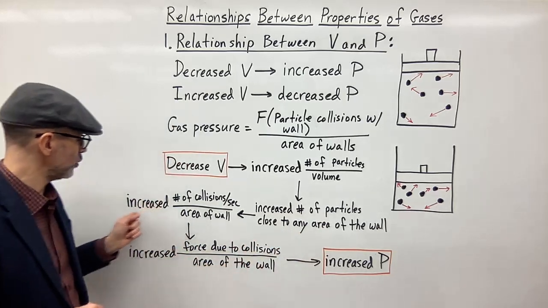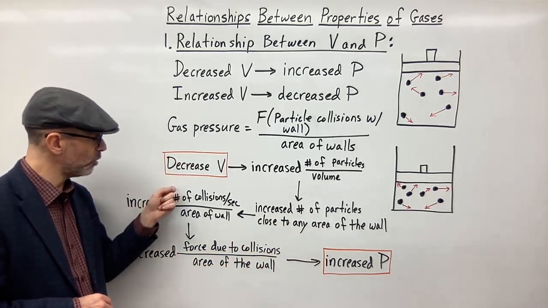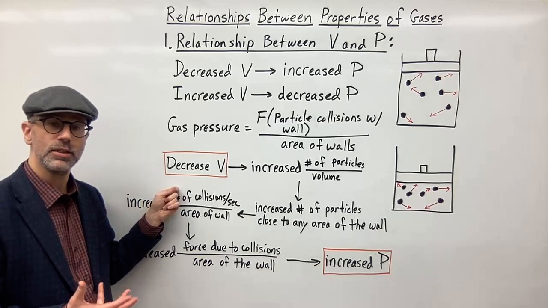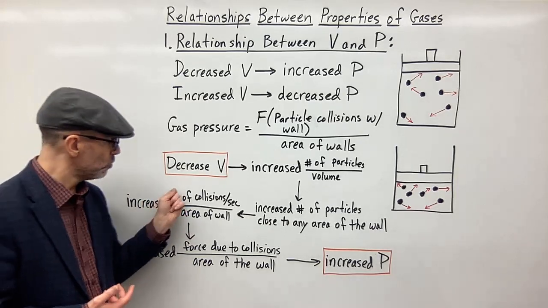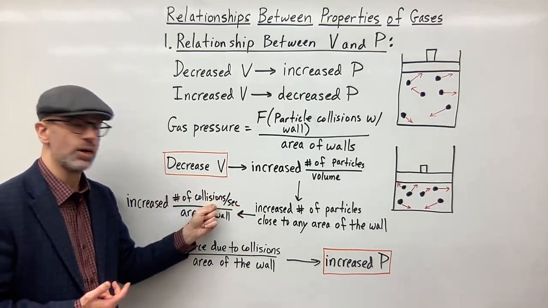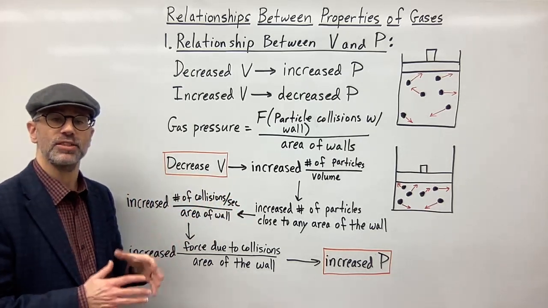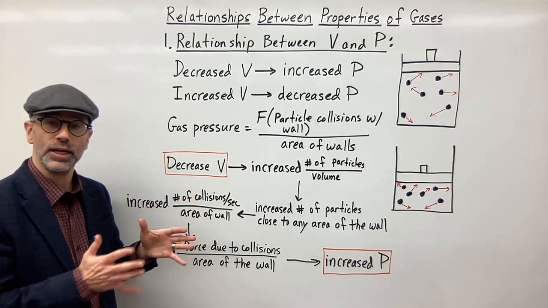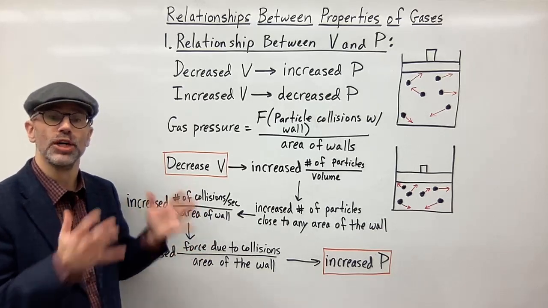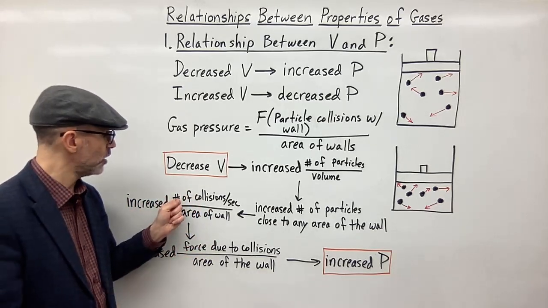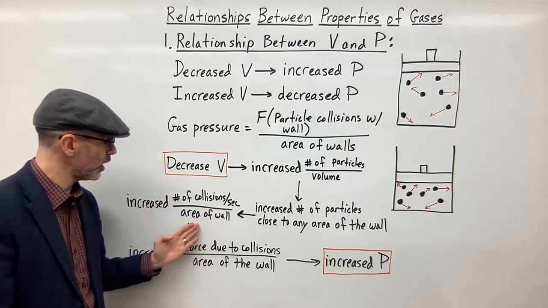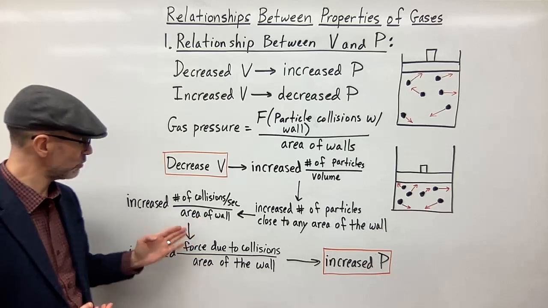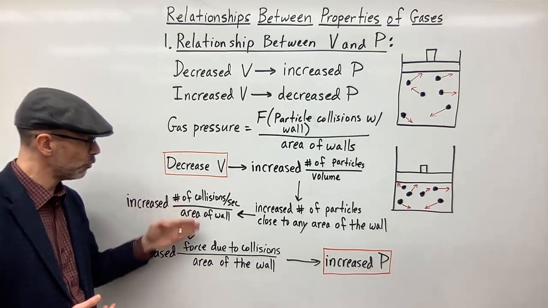And so what does that do? That increases the number of collisions per second, per area of the wall. The collisions happen faster because there's less space to move around in, so you get more collisions per given amount of time. So here, the number of collisions has increased, and the area of the wall has decreased, right? So we've increased this ratio.